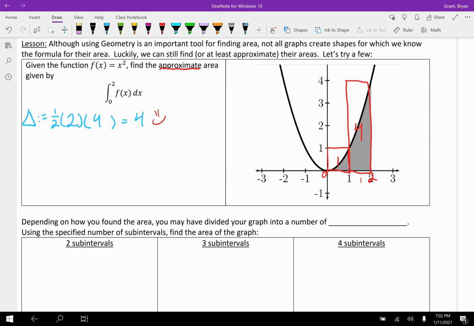Okay, but we could be even more accurate, right? What if instead of using 2 rectangles, I used, let's say, 4? And let's see, let's subdivide this interval down here. And what if I did something like this?